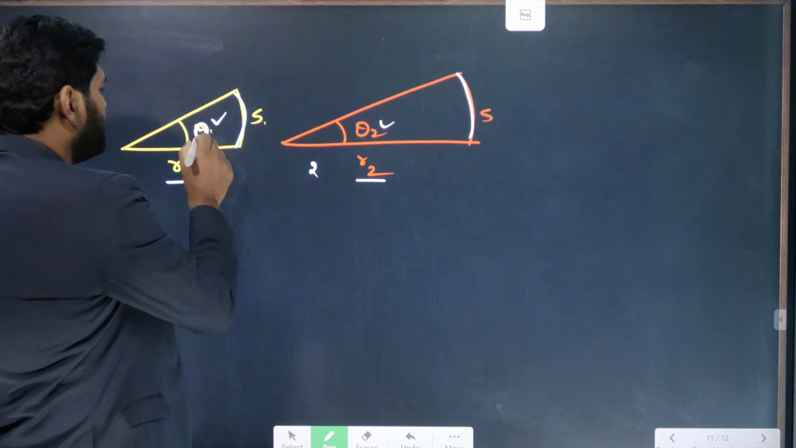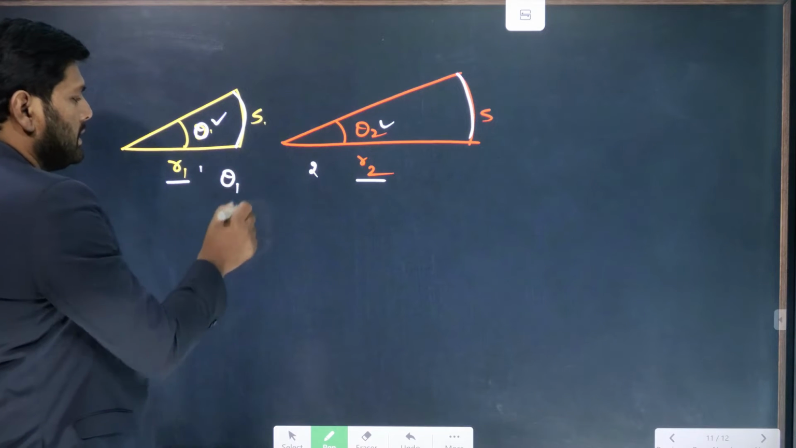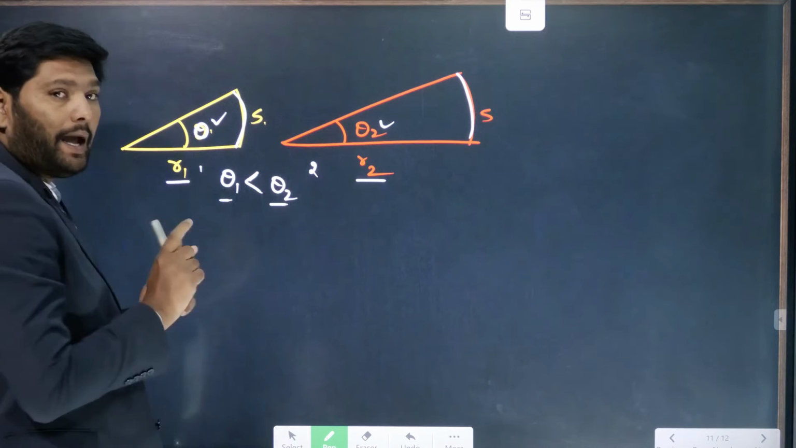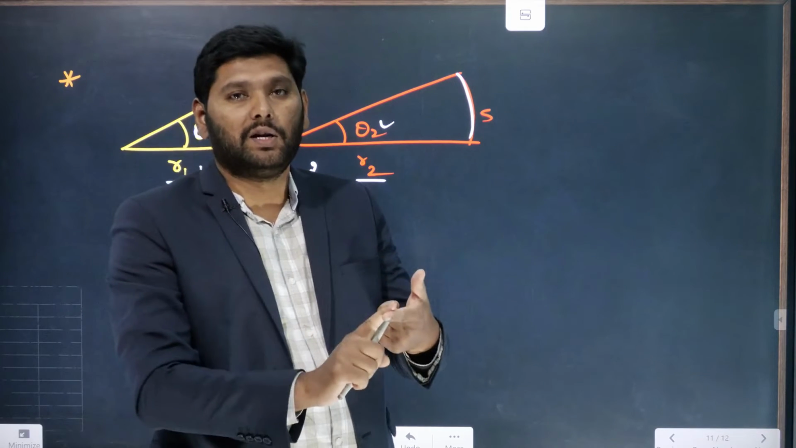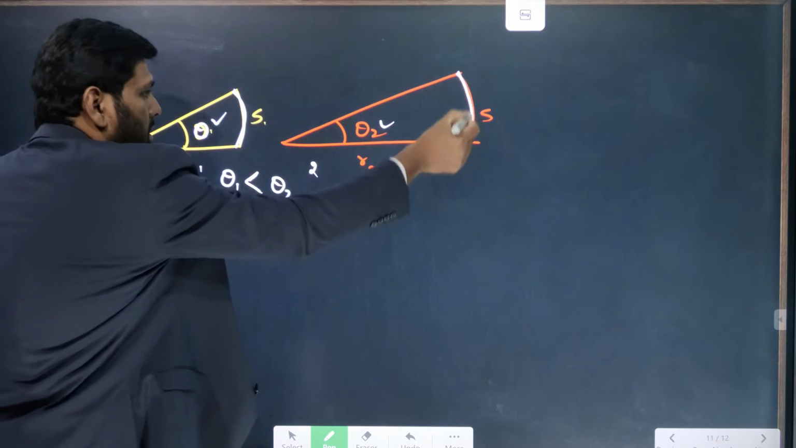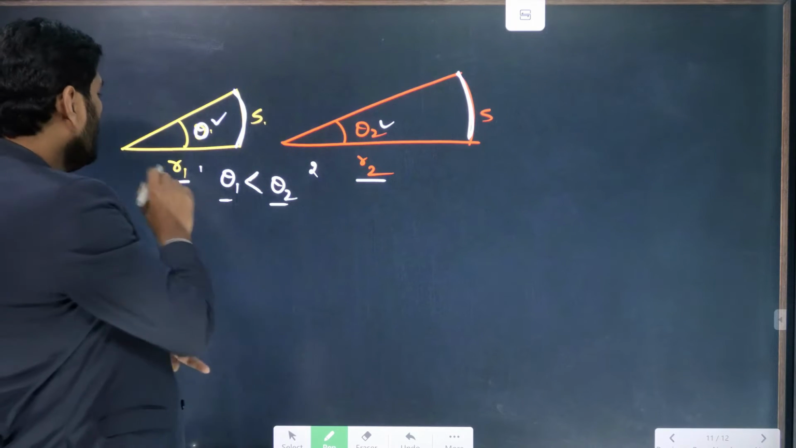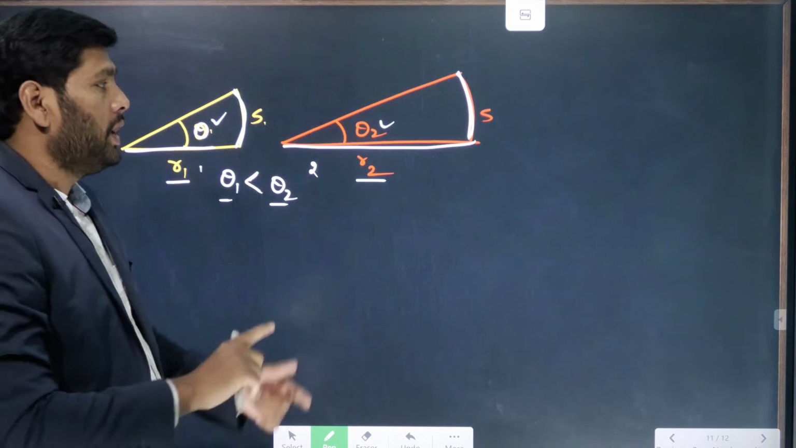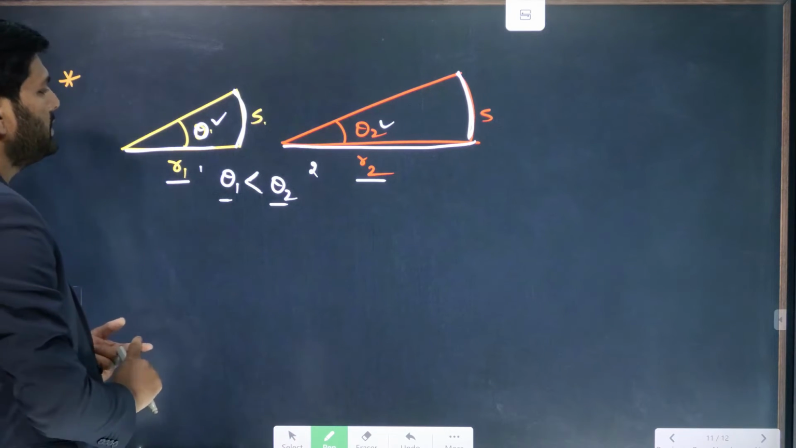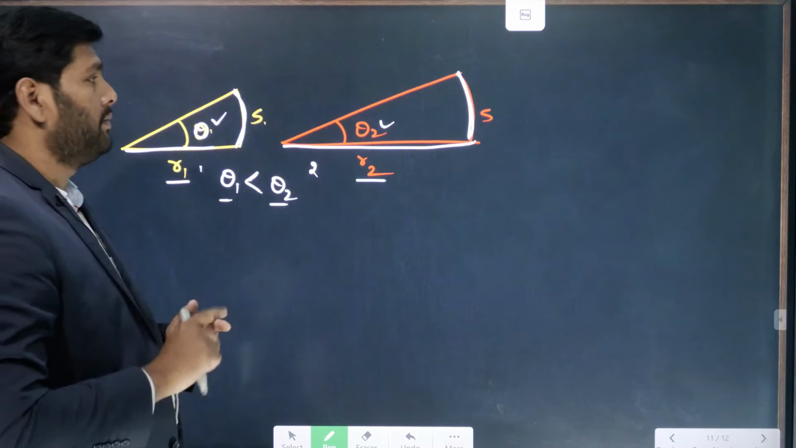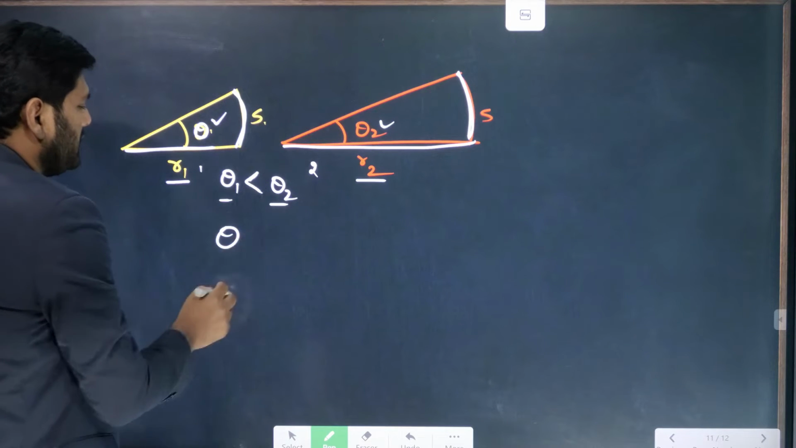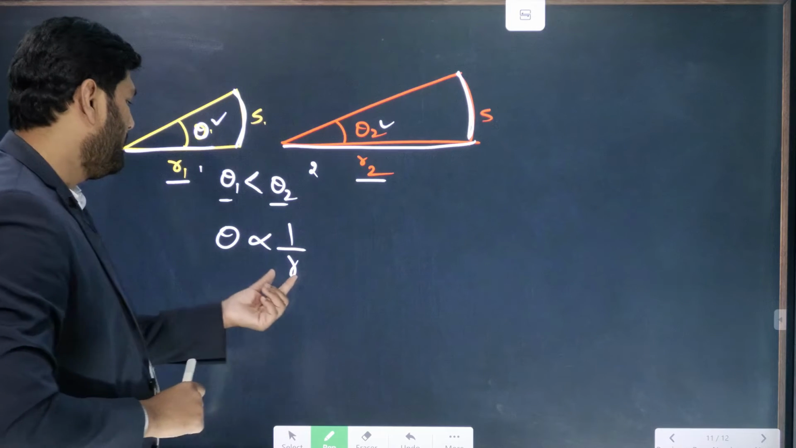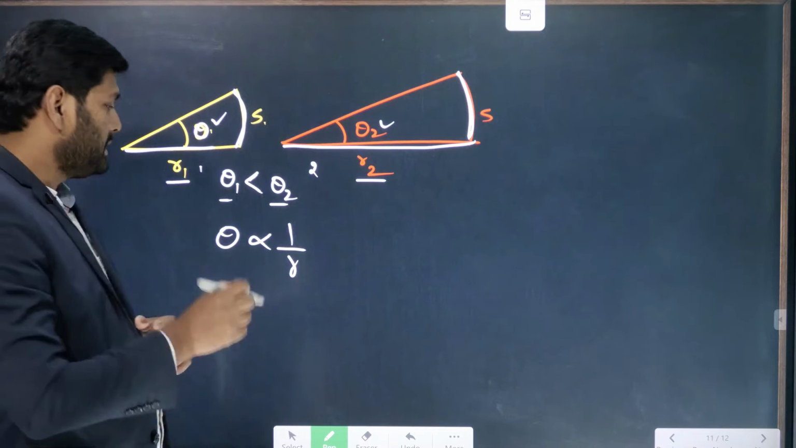So here in the first case, theta 1 is less, which means theta 2 is greater. When you are increasing the angle by keeping the arc length constant, what are you supposed to do? You must increase this length, which is nothing but the radius. So what is the relation we have? Theta is inversely proportional to 1 by r. When you increase this r, the angle will decrease.